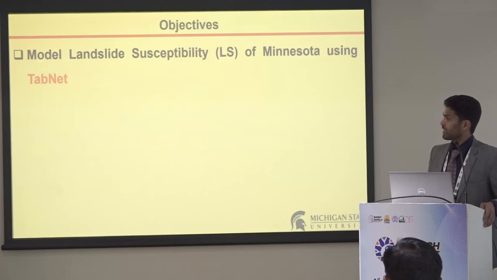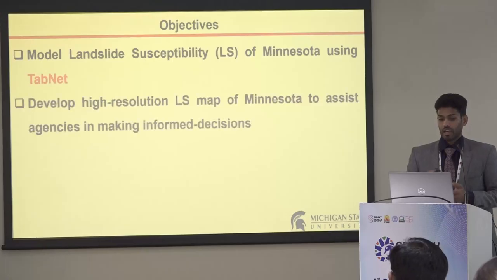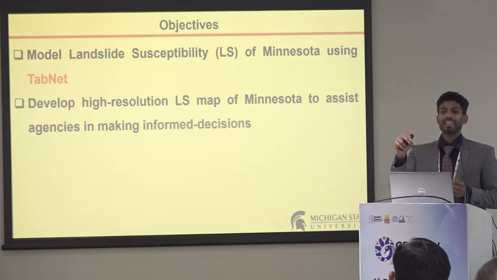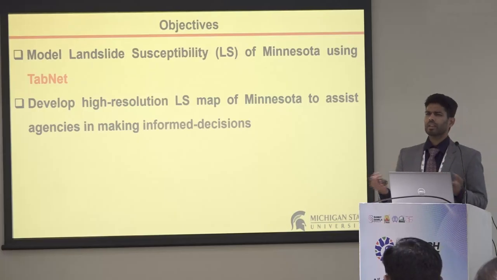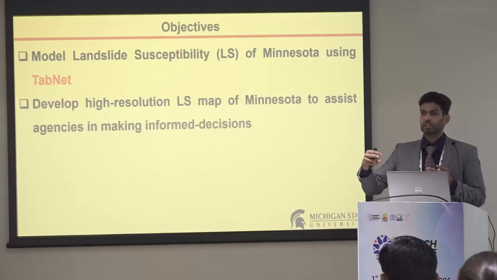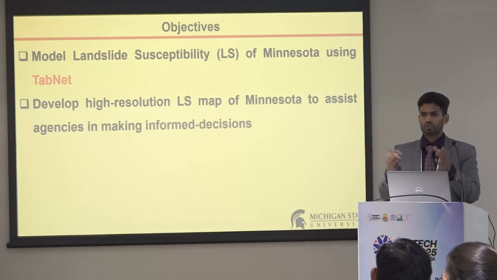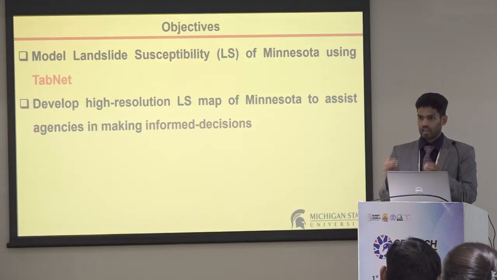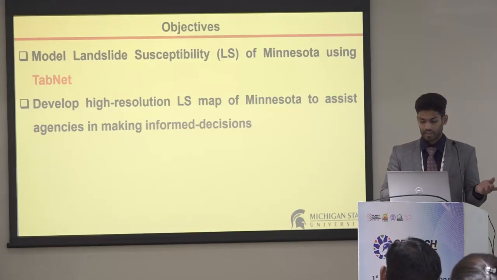So these are the objectives. The first one is we model the landslide susceptibility using TabNet, which is a type of deep neural network model. And then we develop a high-resolution map where you can see which locations are susceptible and which locations are not. How is it useful? Departments of transportation can see if there is a highway passing through, or agencies like FEMA can see if there is a zone where there are schools or other critical communities lying, and then we can make informed decisions in relocating them or rehabilitating those areas.